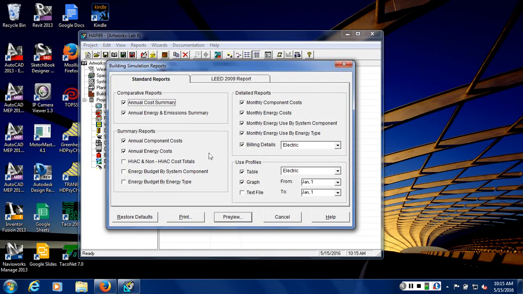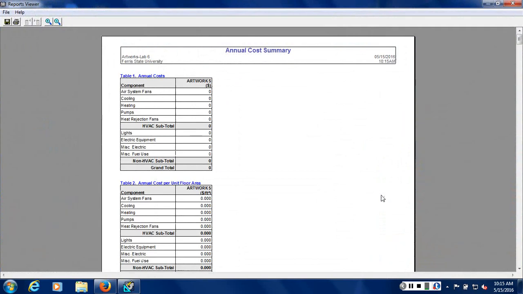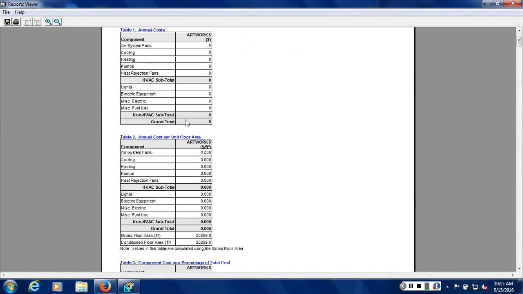Now the simulation, there's two really key things that we need out of this. We need annual component cost and we need annual energy cost. Those two for absolute sure that we need. All these other things we can sort of use later on when we start doing what ifs. But for right now, the component cost and energy cost are crucial. Again, I don't hit print, I hit preview. Now, the one thing you'll notice is there's no totals here. We have a square footage, but we don't have any totals.